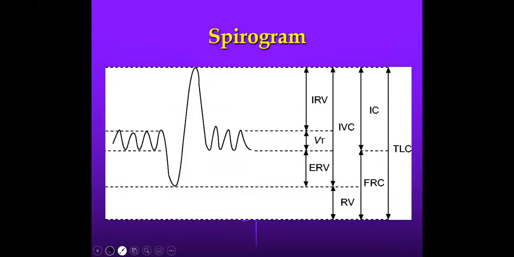Spiral around once again with the capacities. Now, this IVC, that's just vital. They're talking about your inspiratory vital capacity, but it should just be VC. That's the same thing, vital capacity. Everything you can do. So everything I can suck in and everything I can blow out. That's this section, vital capacity.